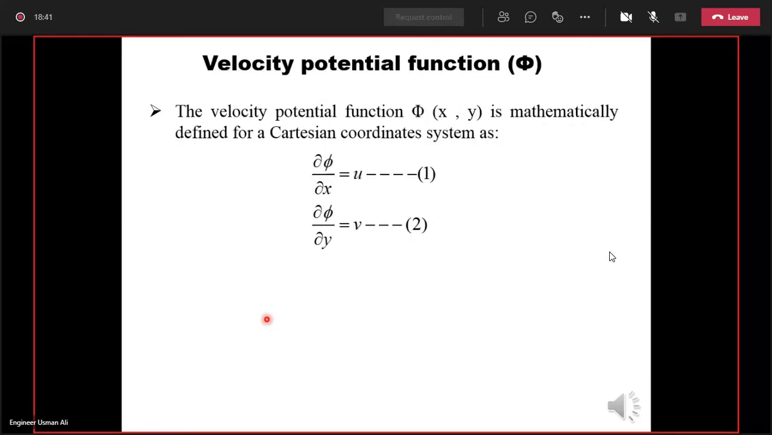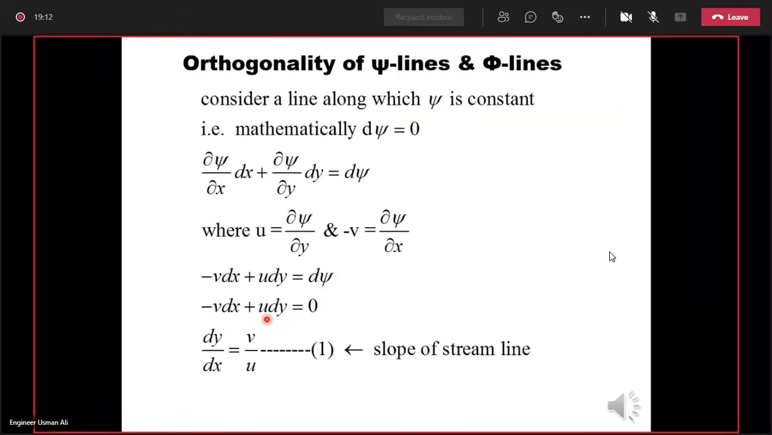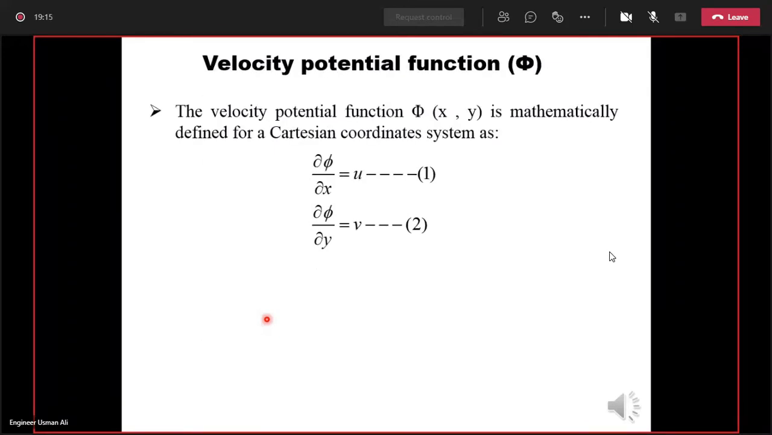The velocity potential function, on the other hand, is mathematically defined in the Cartesian xy coordinate system as partial phi over partial x is equal to U, and partial phi over partial y is equal to V. So again, mathematically in terms of U and V, the components of velocity along the x and y directions in a two-dimensional coordinate system, the velocity potential function is defined by equations 1 and 2. Partial phi over partial x is U and partial phi over partial y is equal to V. Again, you should remember these equations.